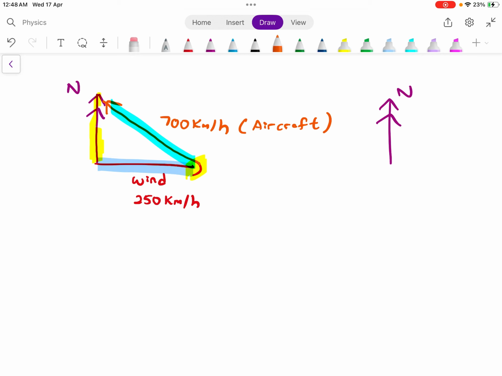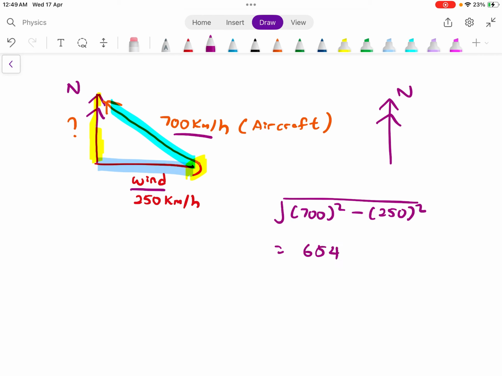So what is the speed here? I simply use the Pythagoras theorem. This one is the hypotenuse, and this one is one of the sides. So I simply use the square root of 700 squared minus 250 squared. Let me do a quick calculation. This will give you roughly 654 meters per second. So this will be the answer already.